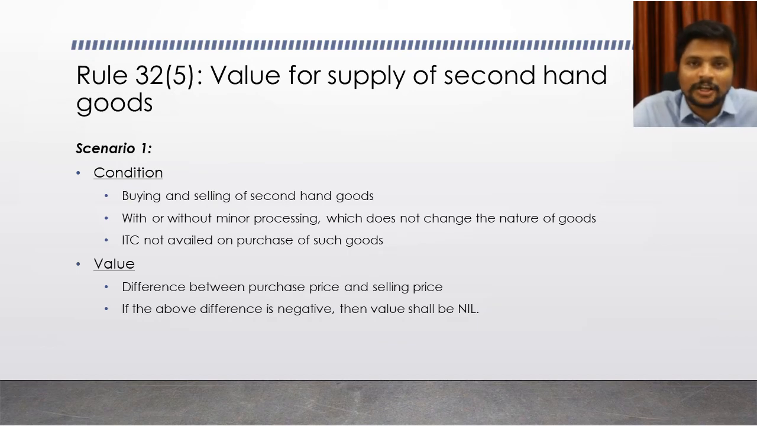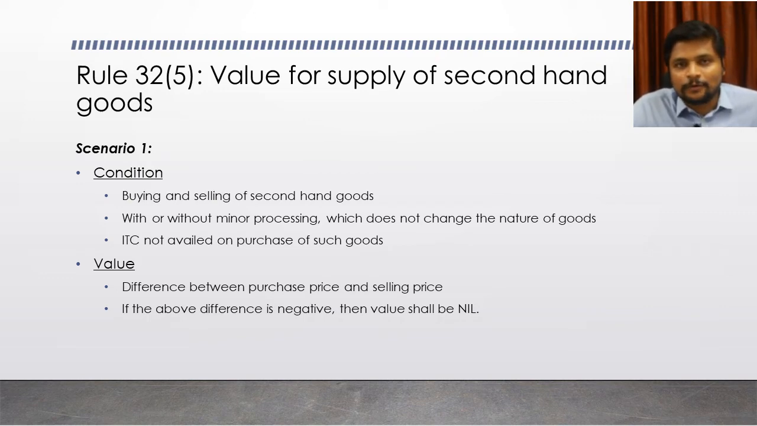In that case, how will the value be determined? The difference between purchase price and selling price will be called the value. That is very simple and straightforward. If the above difference is negative, if the difference between purchase price and sale price is negative, you cannot take the negative figure, you cannot calculate tax on the negative figure, and you cannot claim refund from the department. What you have to do is, the value will be taken as nil. That is the condition here.